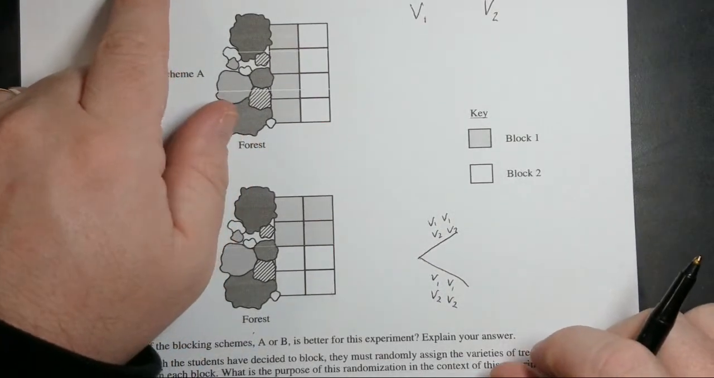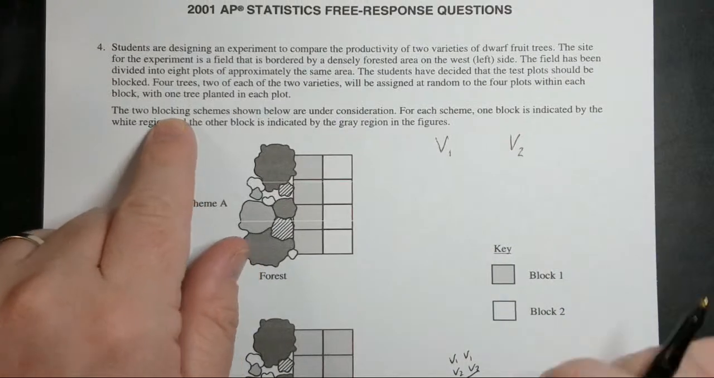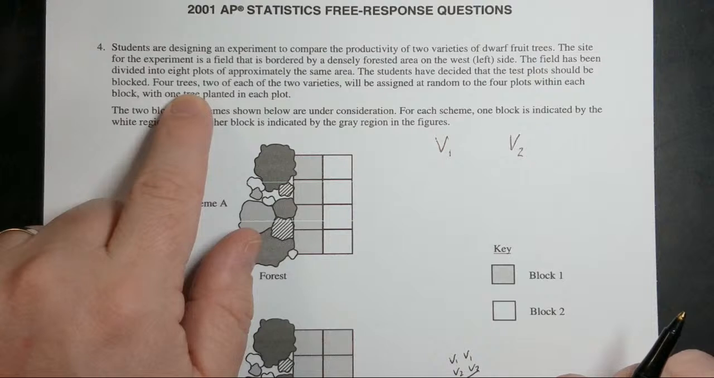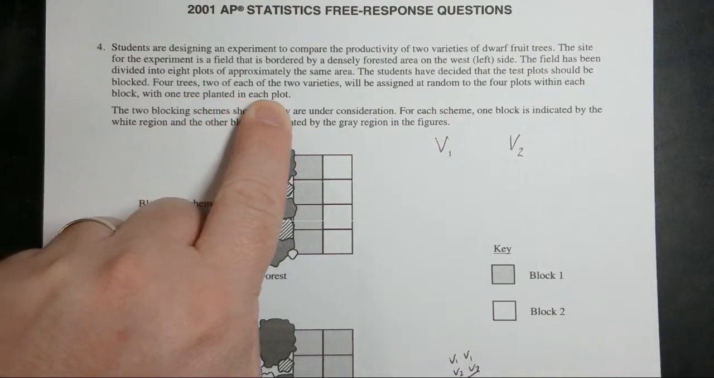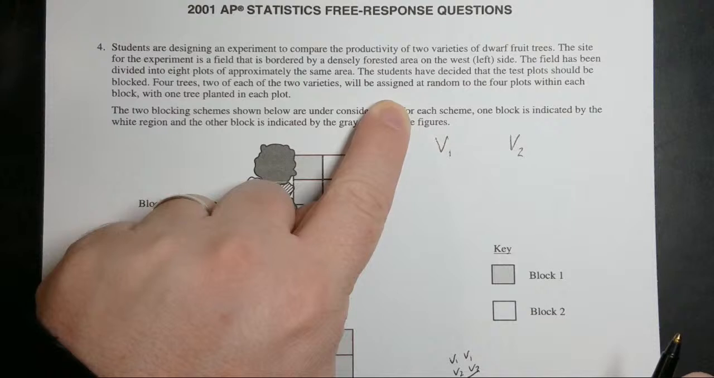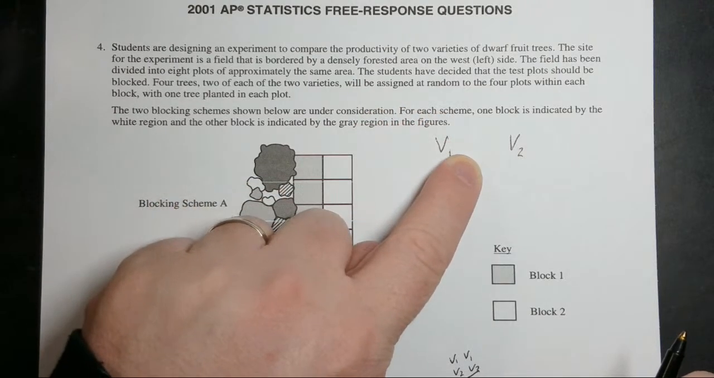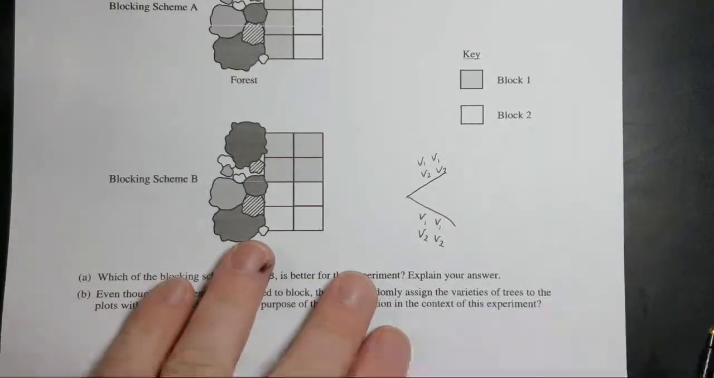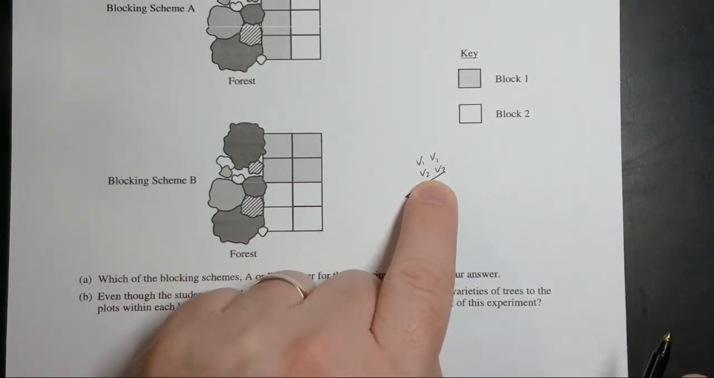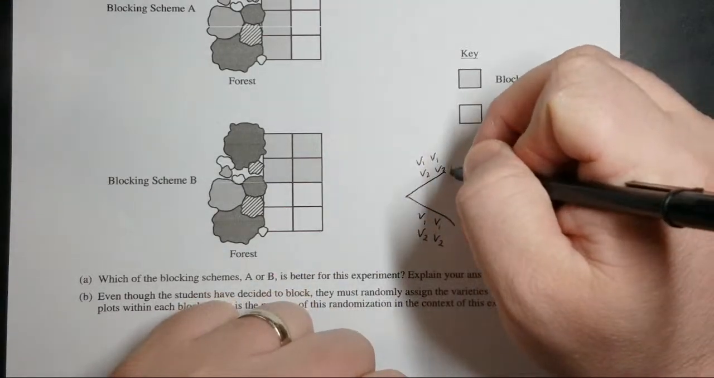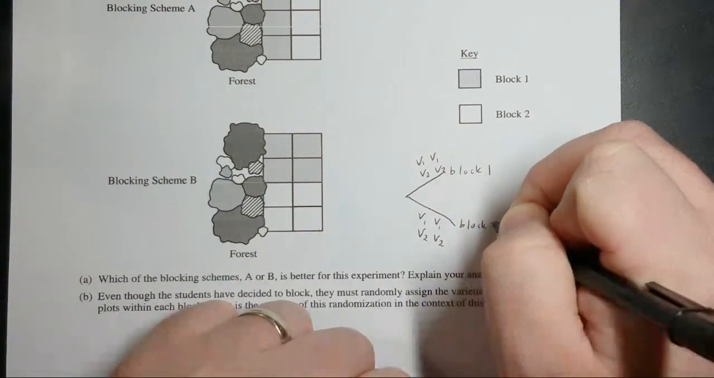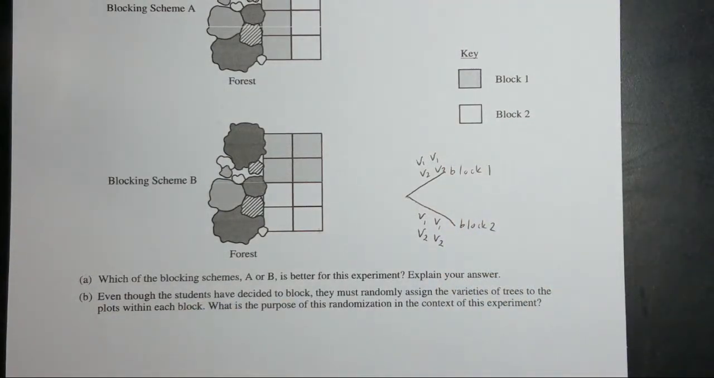Because look at it right here. You can't see that part. Zoom back down. There we go. The students have decided the test plot should be blocked. 4 trees, 2 of each variety, will be assigned at random to the 4 plots within each block. Meaning, if I go back up here, these 4 trees, 2 of each variety, are going to go to block 1, and they will go to block 2, in which they will be randomly assigned within the block.